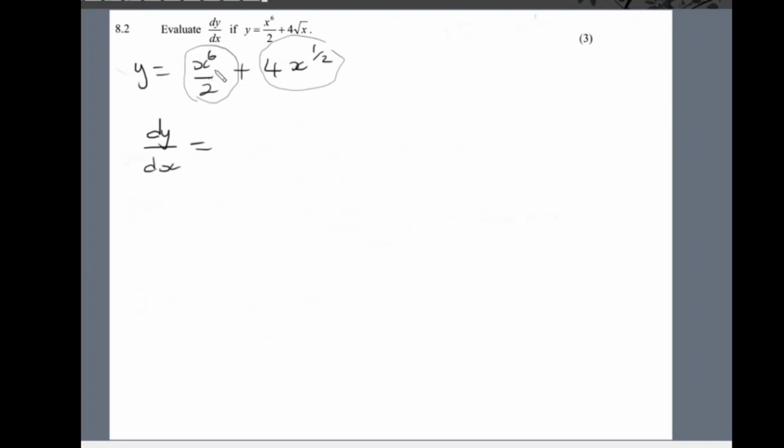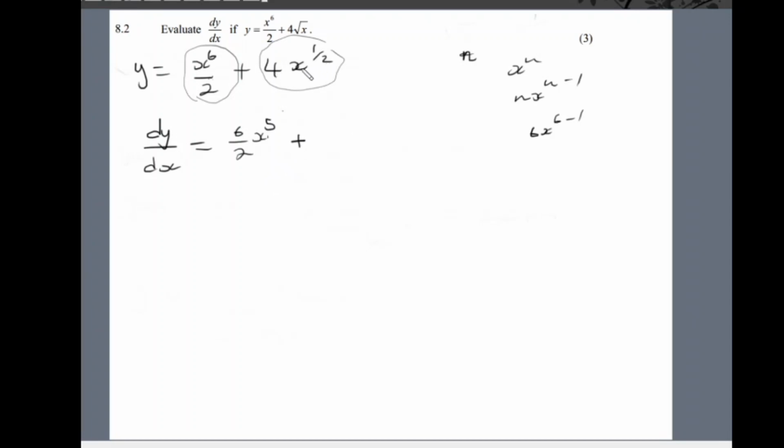So now calculating the derivative of this, I'll have 6 over 2 x to the power 5, right? So there I'm applying this rule which says if I have x to the power n, then my derivative will be n times x to the power n minus 1, right? So here my n is 6, so I have 6 times x to the power 6 minus 1, which gives me 6 times x to the power 5, right? Same thing here.